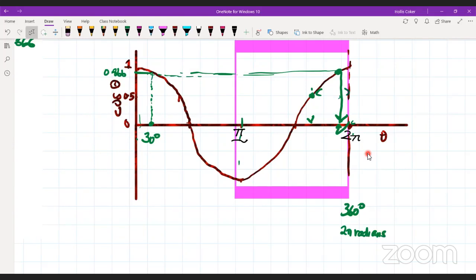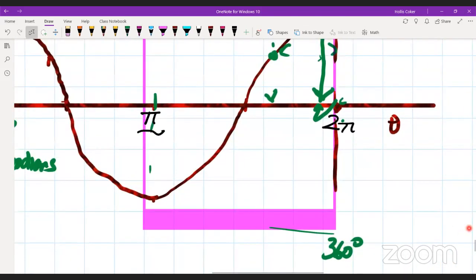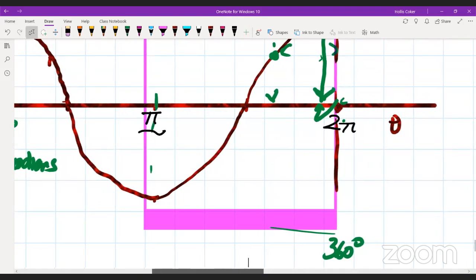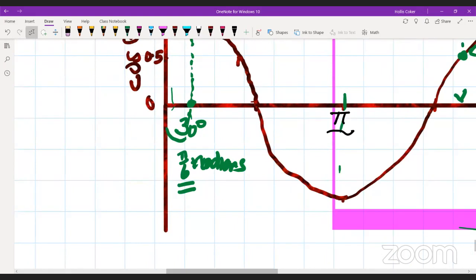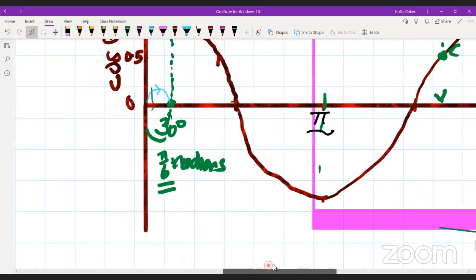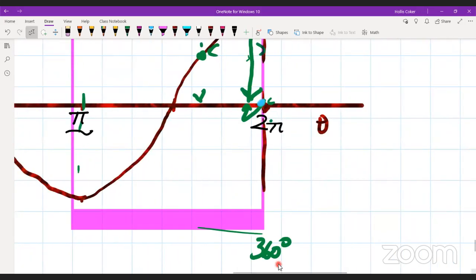This is actually pi on 6 radians here. 30 degrees is pi on 6. You agree with me? Let me zoom in a bit to make it more obvious. The jump from here to there is pi on 6 radians. I'm saying that's also the jump from this point here to that point, because of symmetry. That must also be pi on 6.